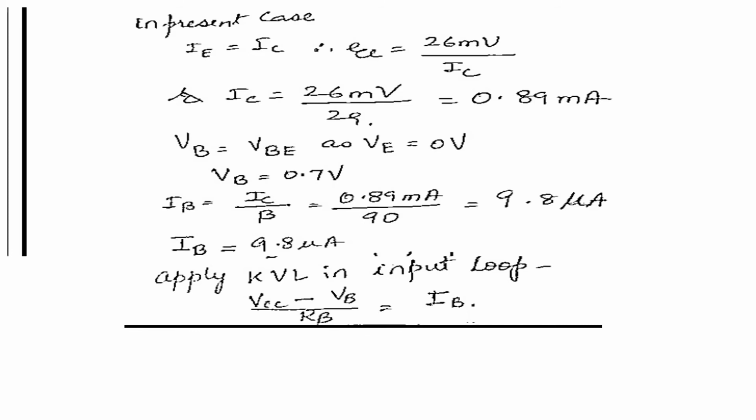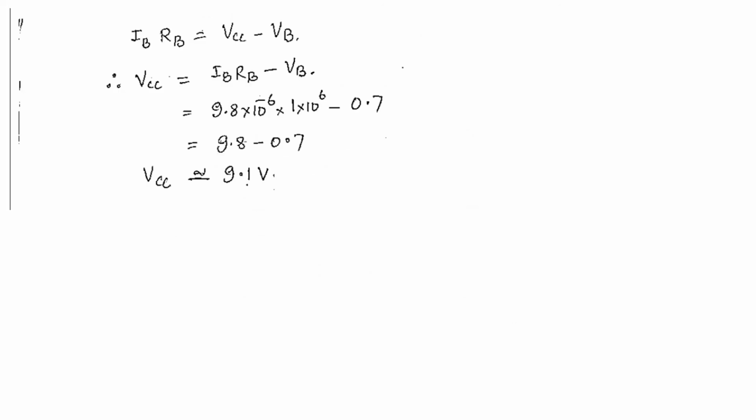So apply KVL in the input loop. The another way, because we are in a position to find out the voltage VCC, so knowing the values of the base voltage VB, IB and RB, we will be in a status to find out the actual DC voltage VCC, which may be shown in the previous incoming slides. So here it is solved for you. So VCC is 9.1 volt. So this completes your AC and DC analysis for self-bias common emitter amplifier of BJT.